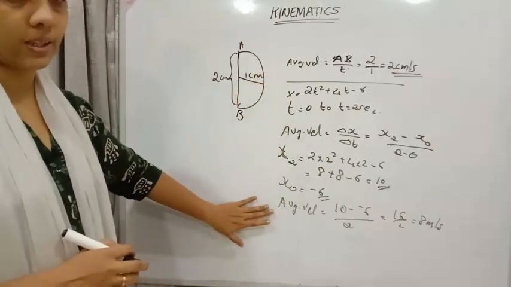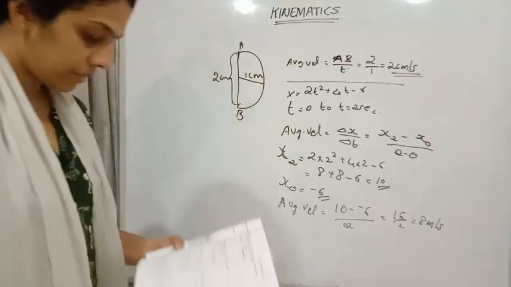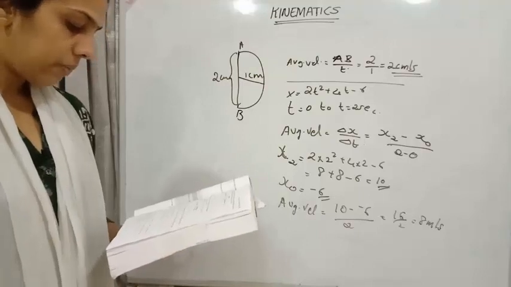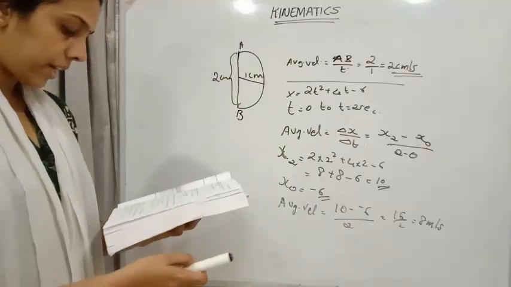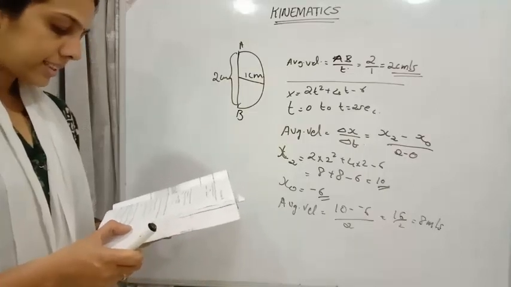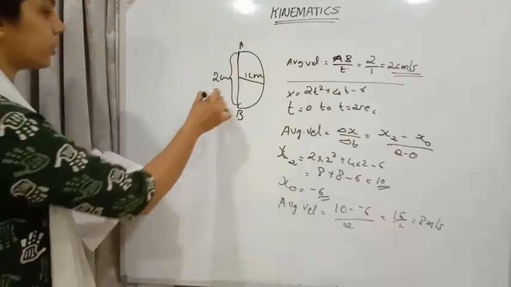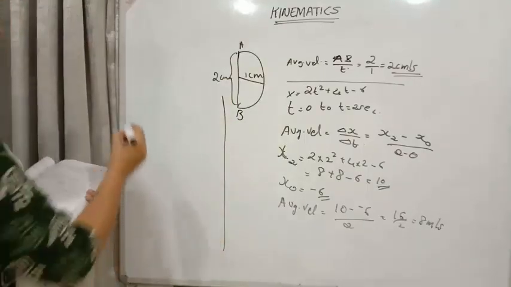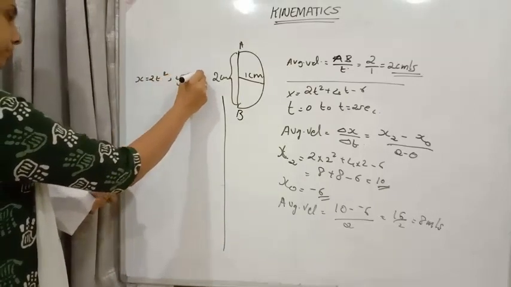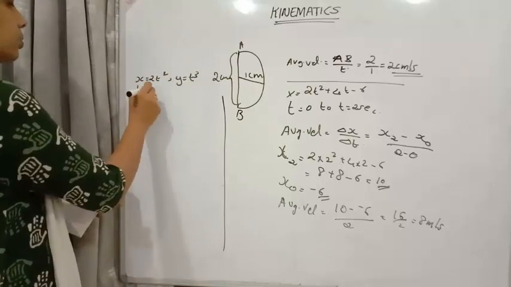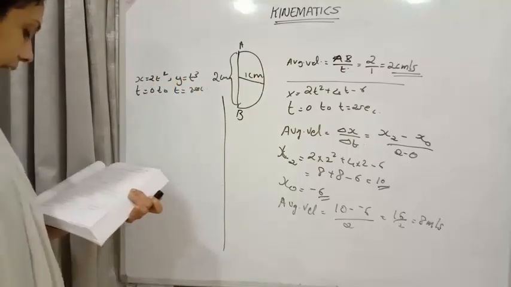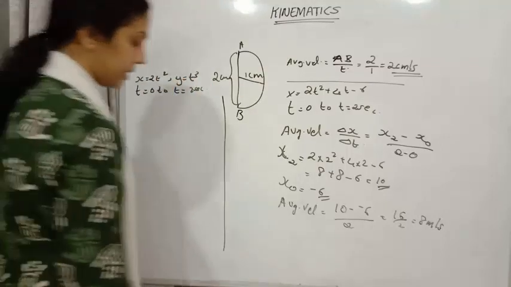The next one is a particle moving in the xy plane. Its xy coordinates vary with time: x equals 2t square and y equals t cube. Find the average acceleration between the time interval t equals 0 to 2 seconds. So here I'll write down the question over here.